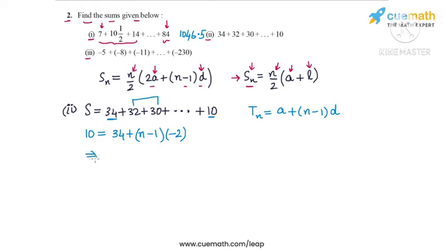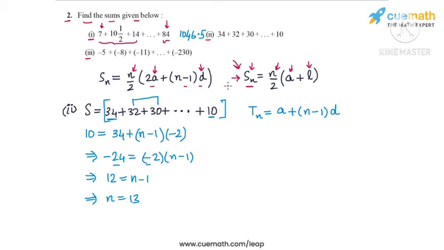So from here we get 10 minus 34, or minus 24, is equal to minus 2 times (n minus 1), and this gives us minus 24 by minus 2, that's 12. So 12 is equal to n minus 1, and from here we get n is equal to 13. So there are 13 terms in this progression, and now we can apply this formula Sn equal to n by 2 times (a plus l) to find the sum of these 13 terms. So we will get S13.